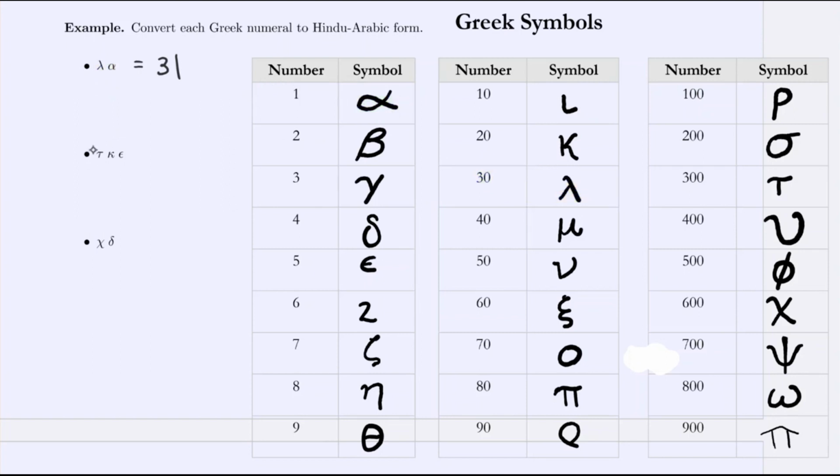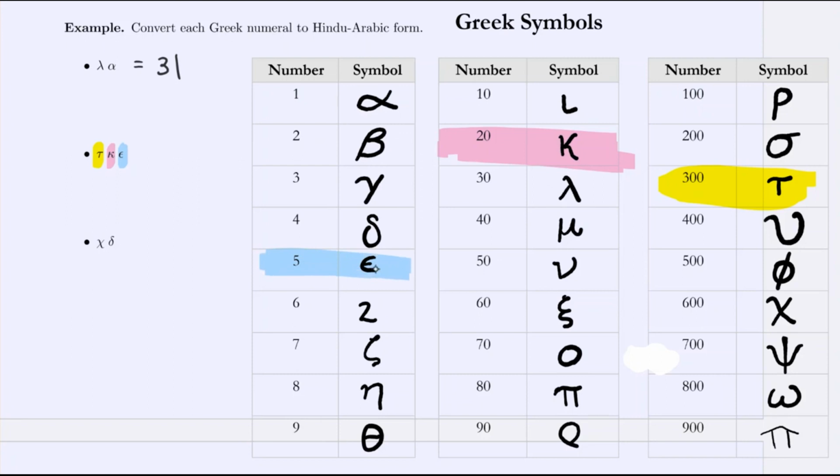Now let's look at our second example. Again, the trick here is just to find the correct symbol. Why don't you look for this in the table? Pause the video if needed. I'll show the answer in 1 second. We would find it here. So that symbol represents 300. Next, we would find this symbol. And we see it here representing 20. Finally, we've got this symbol.